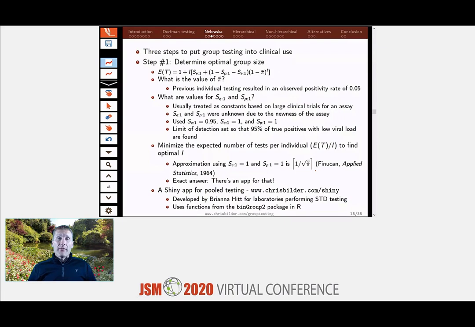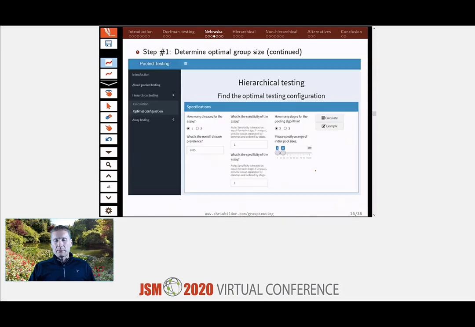So back in February, we put, let's say, version 1.0 online. And then in mid-March, obviously, our country was inundated with COVID-19 problems. And now this app has become very useful for laboratories who want to implement testing for SARS-CoV-2.